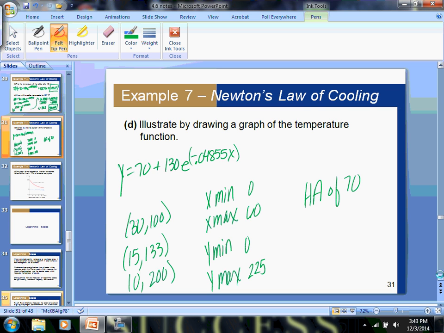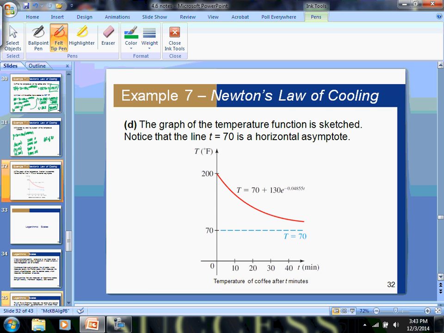Okay, so when you put that all into your graphing calculator and you graph, this is what it should look like, something like this. Your graph should start at 200 and it should approach 70 but never actually get to it. Now as more and more time goes by, it will look like it's plateauing at 70. Here they just went the first 40 minutes, so even at 40 minutes, it's not quite at 70 degrees.